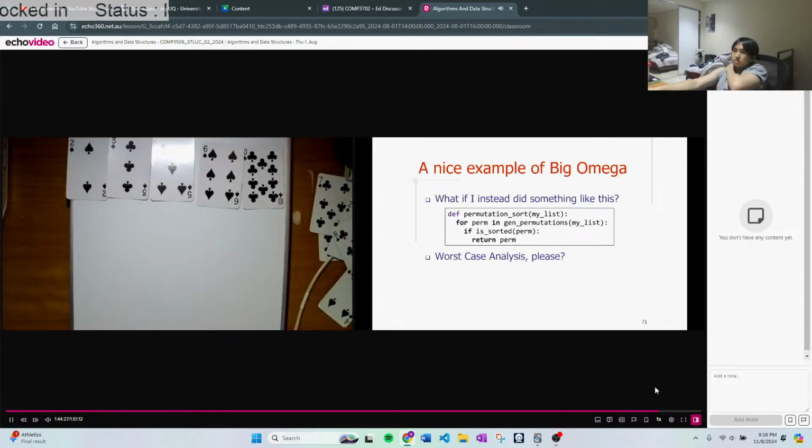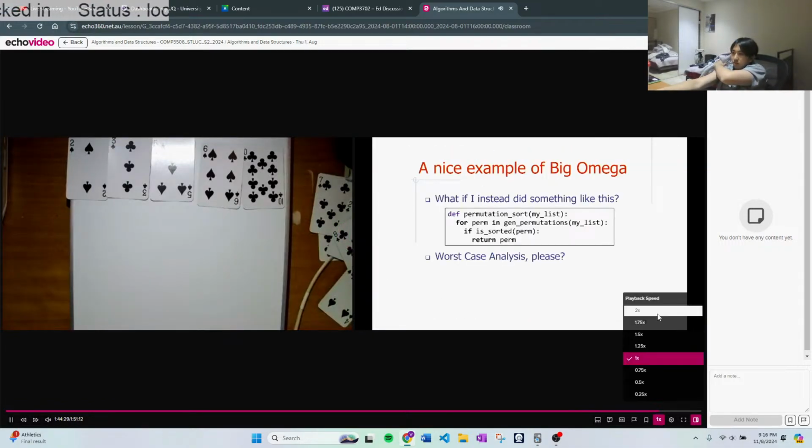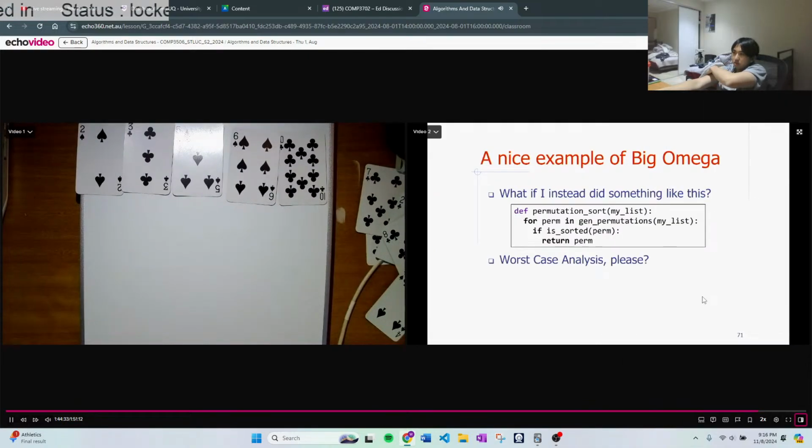So I might come back to in place next week, but in the last 2 minutes, I just want to give a couple more examples to try and drive home this big omega thing. Here's actually a real case where big omega could be useful for us to talk about. What do you think about this algorithm? It's called permutation sort. So I take a list, I generate all possible permutations of a list of n.